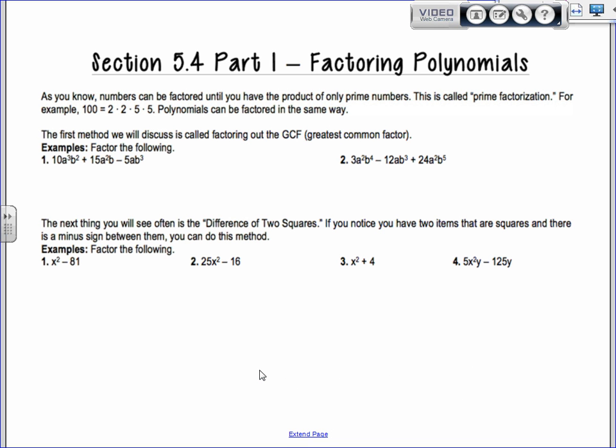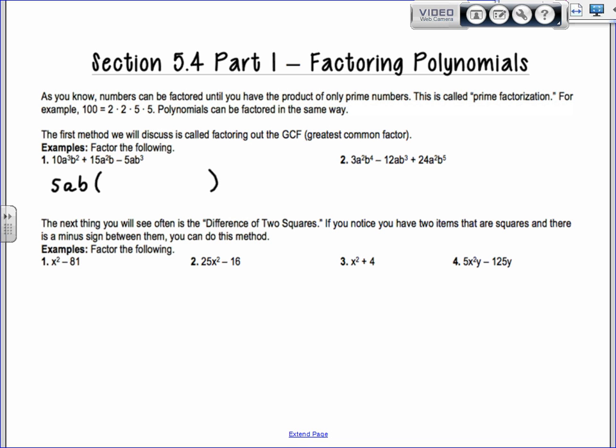On this one, I have 10a cubed b squared, and I have 15a squared b minus 5ab cubed. When it comes to the numbers, 10, 15, and 5, they have a factor of 5. And then my a's, I have a cubed, a squared, and a, so I have an a in common. And then the b's, I have b squared, b, and b cubed, so they all have one b in common.